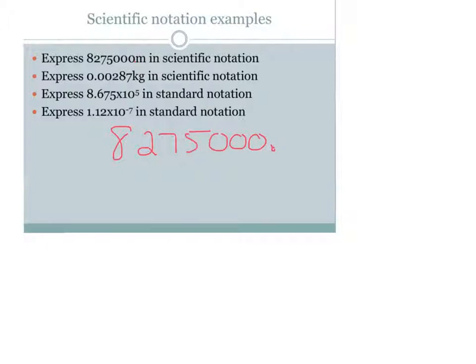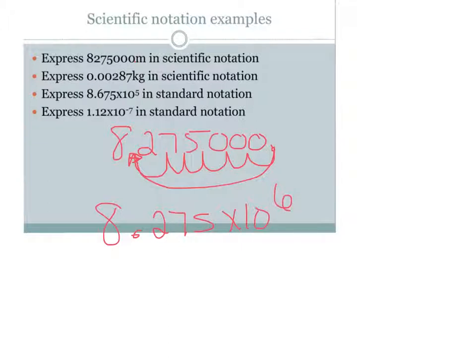Our first step is to move it so that it has just one number before the decimal. And now we need to count how many spaces we move the decimal. 1, 2, 3, 4, 5, 6. So the proper way to write this number in scientific notation is 8.275 times 10 to the 6th meters.